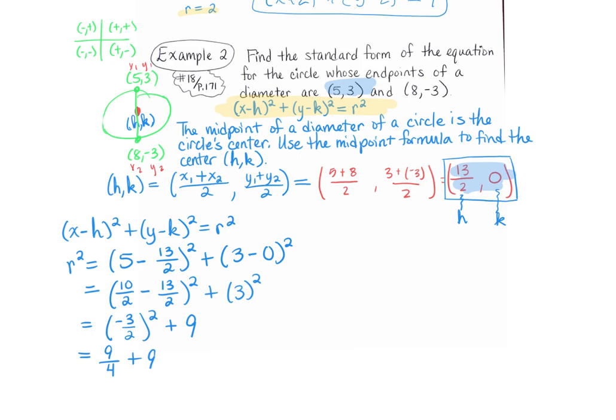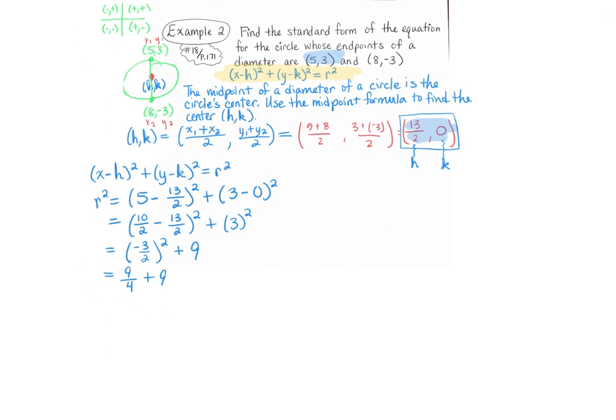So now we need to think of 9 as something over 4. What divided by 4 is 9? 36. Someone confirm. Yes? So this is the same thing as 9 over 4 plus 36 over 4. What is that?